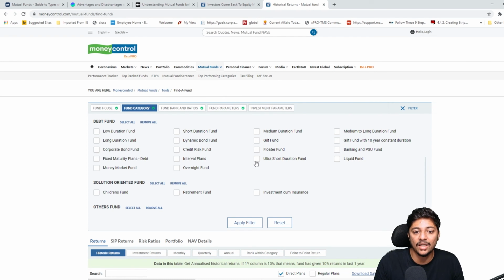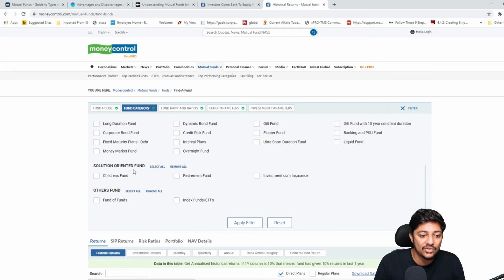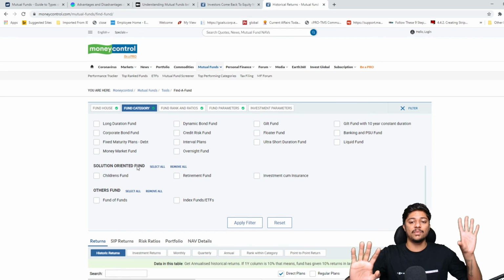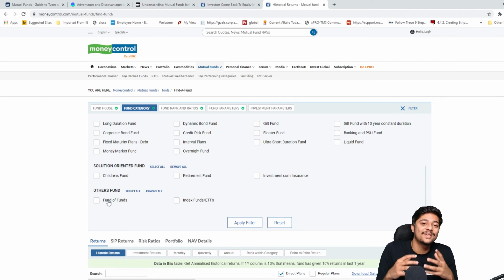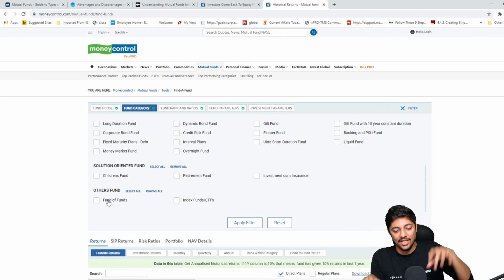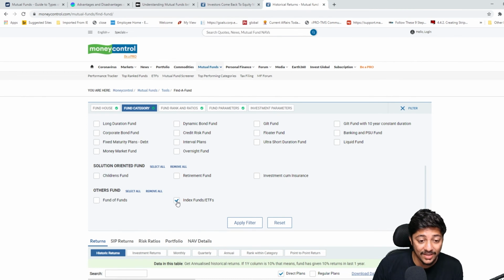Then there is something like ultra short fund. There is overnight fund that you would have seen in Zerodha, right? Then there is solution oriented, children fund, retirement fund, investment cum insurance fund, and then we have fund of funds, which is the most funny thing I've seen. This is a fund which buys other funds. And then finally we have index and ETFs, which I will come to.